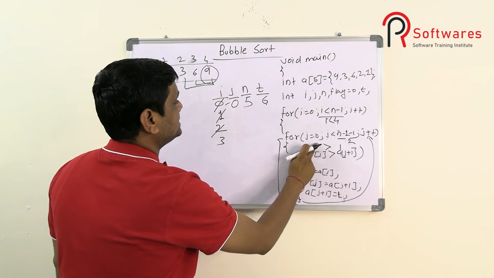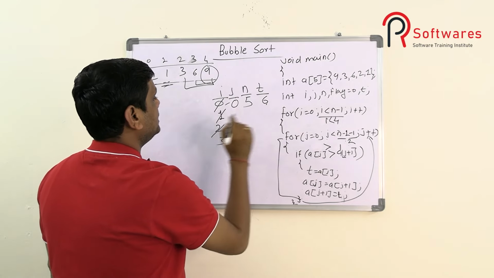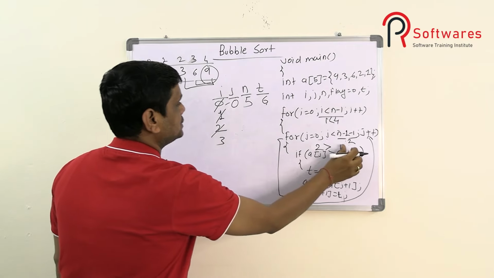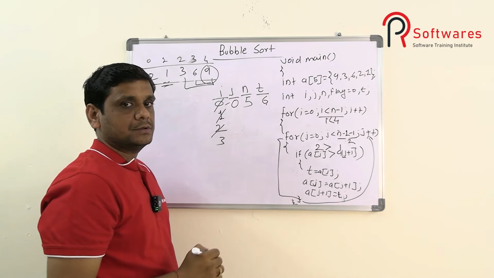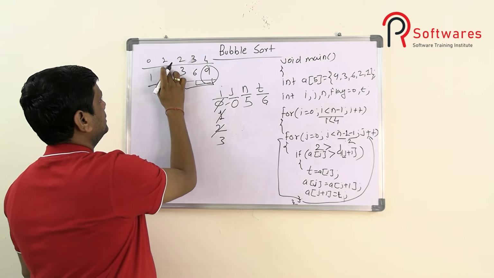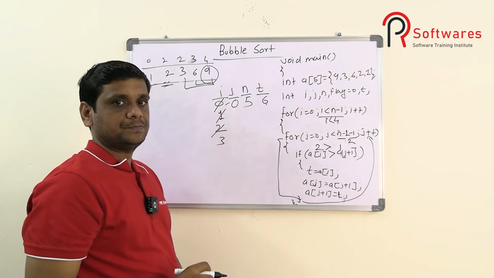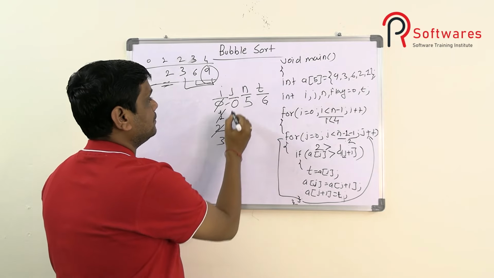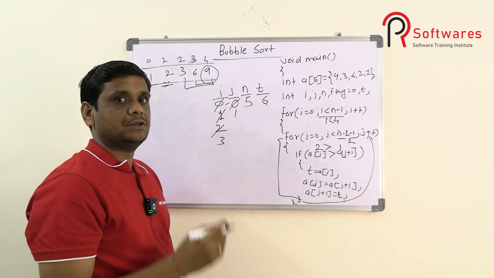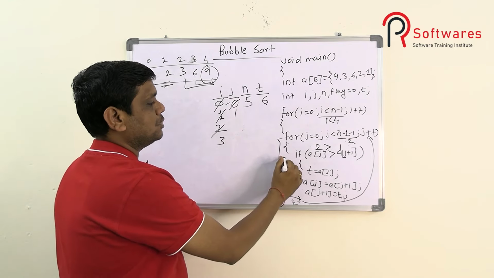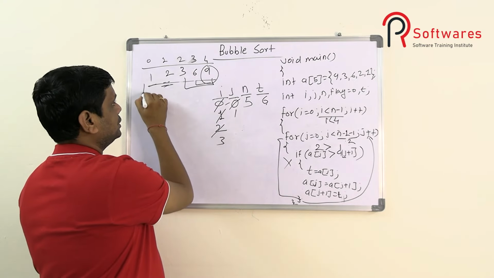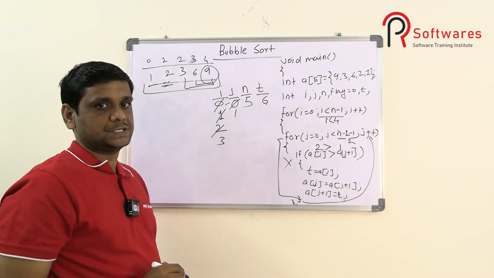When it is coming inside, then A of j, what is the A of j value? 2. The j plus 1 value is 1. 2 greater than 1, condition true, swap will get performed. So 1 will come here and 2 will come here. Then j plus plus, it will become 1. But 1 less than 1, condition false. So my program will stop here. And then finally, you got your sorted output.